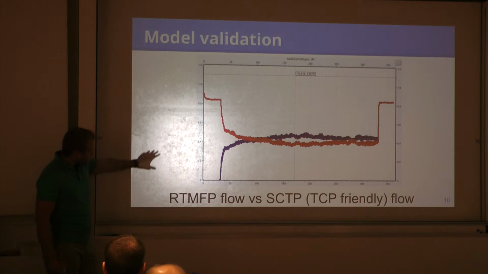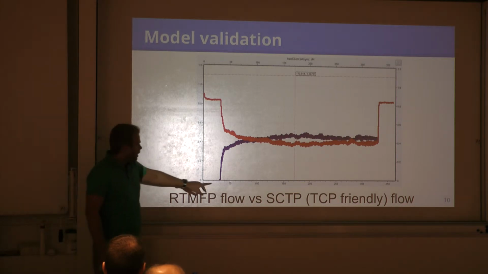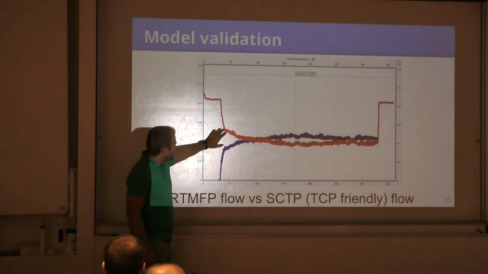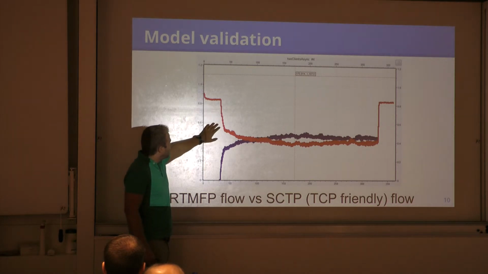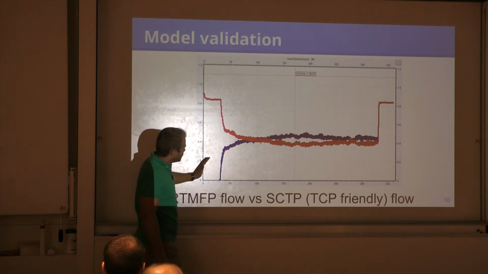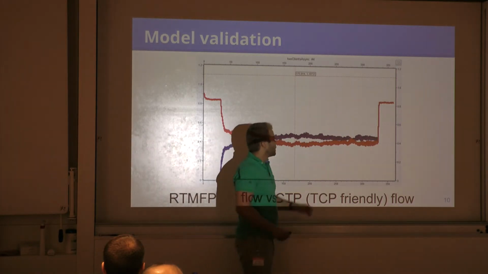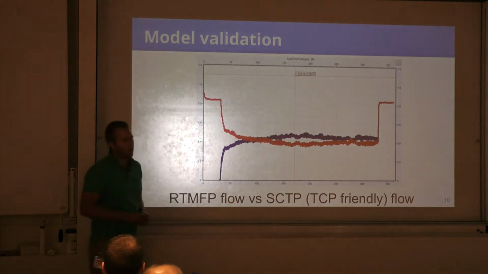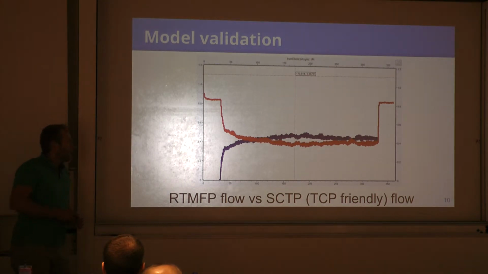And here, this is a comparison of an SCTP transfer and an RTMFP transfer. The red line shows the RTMFP transfer, and at this point the SCTP client starts sending, and you see nearly the same bandwidth. So we can say RTMFP is nearly TCP friendly in comparison to SCTP.